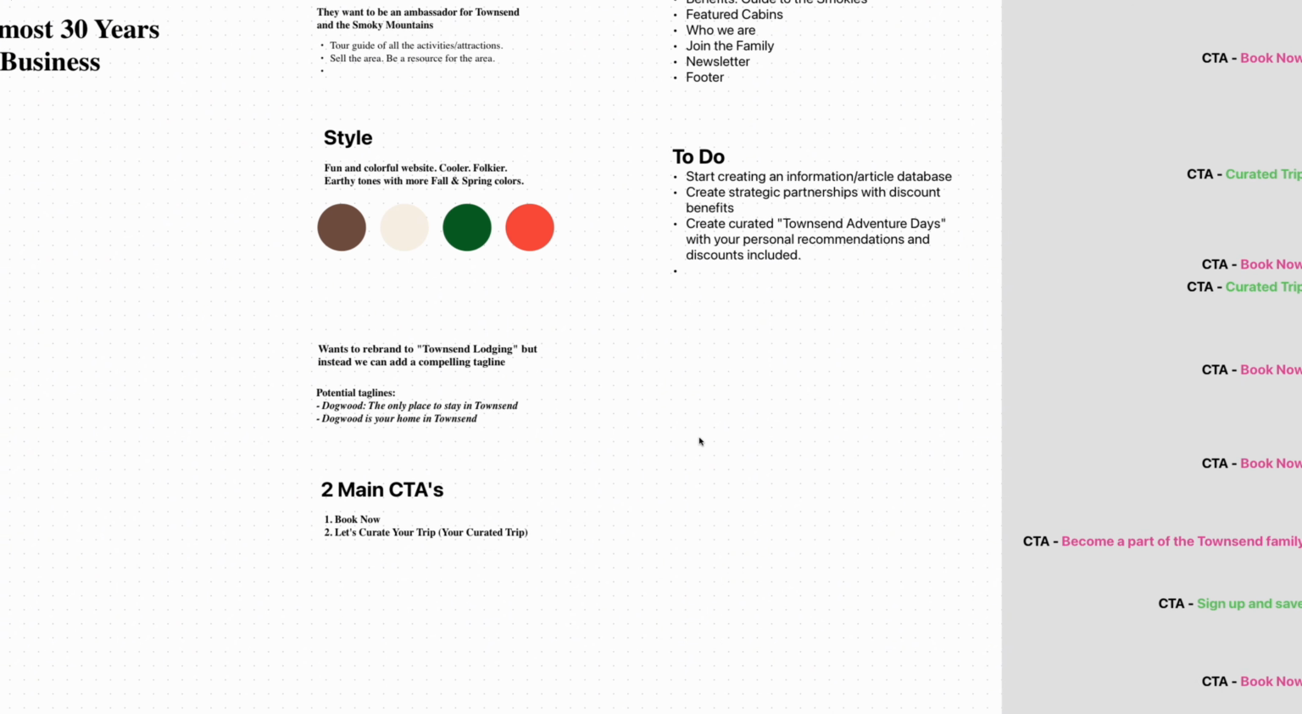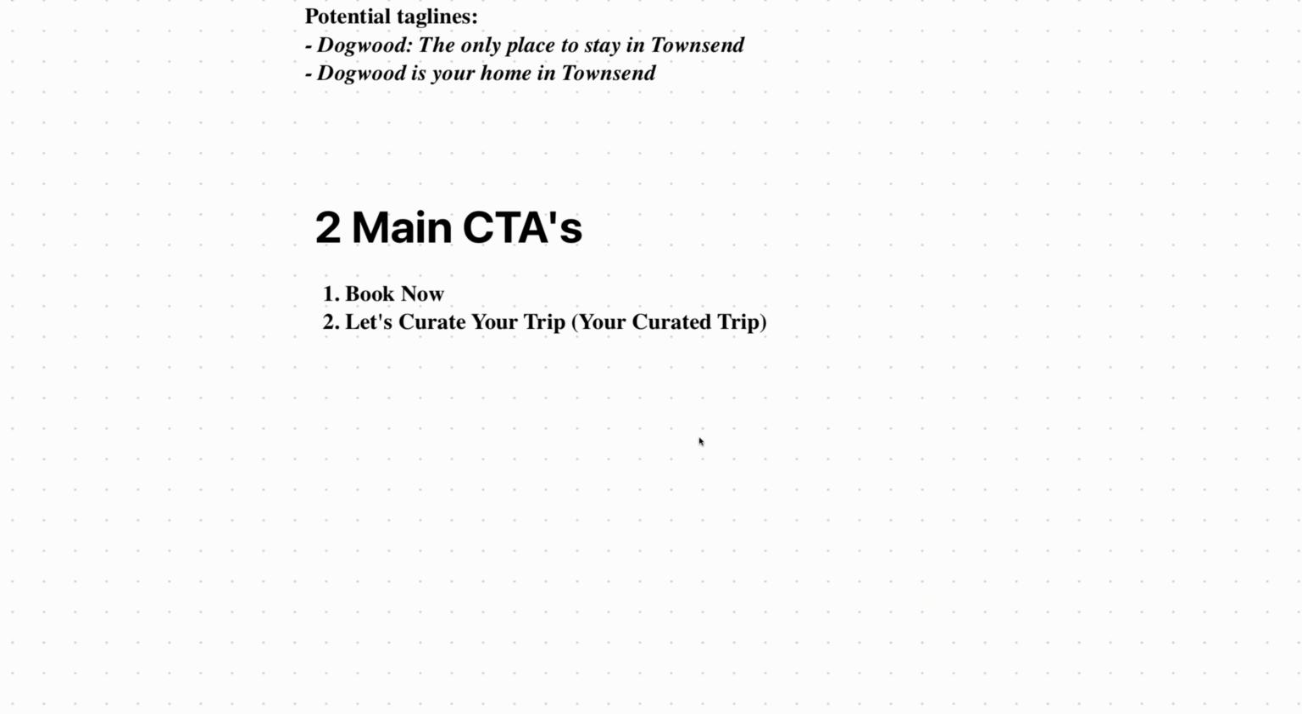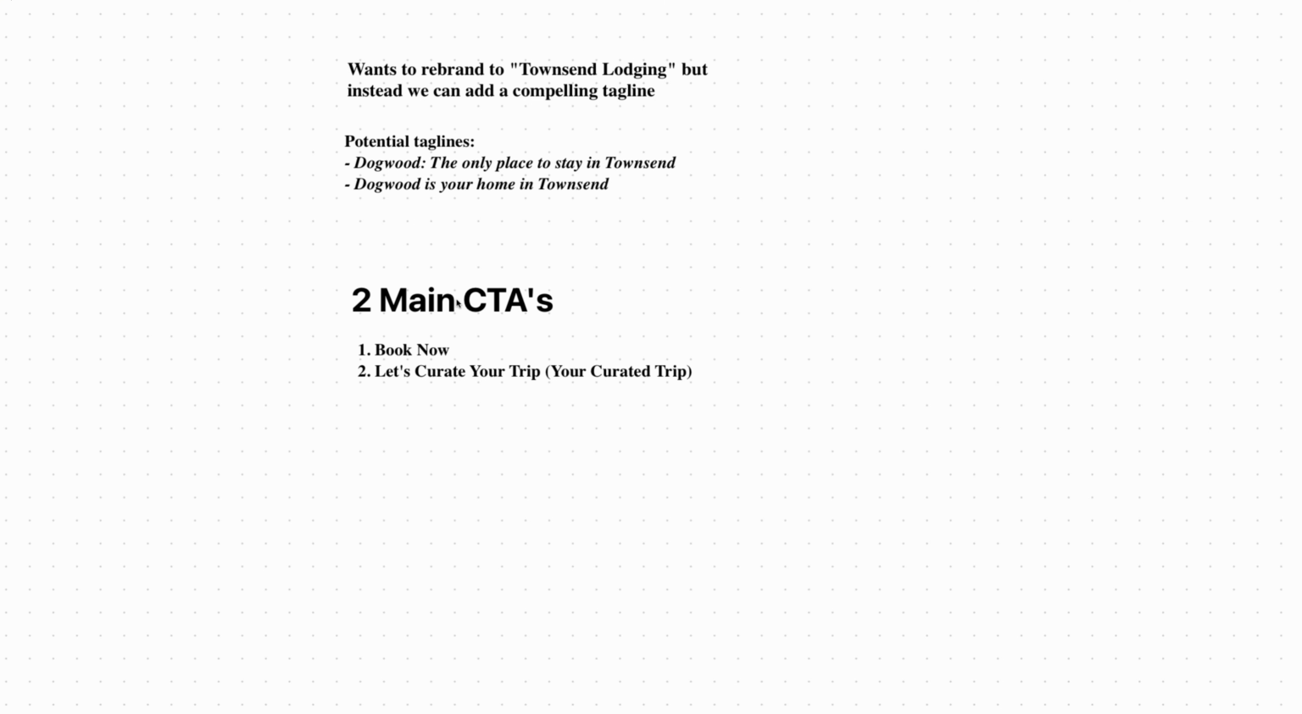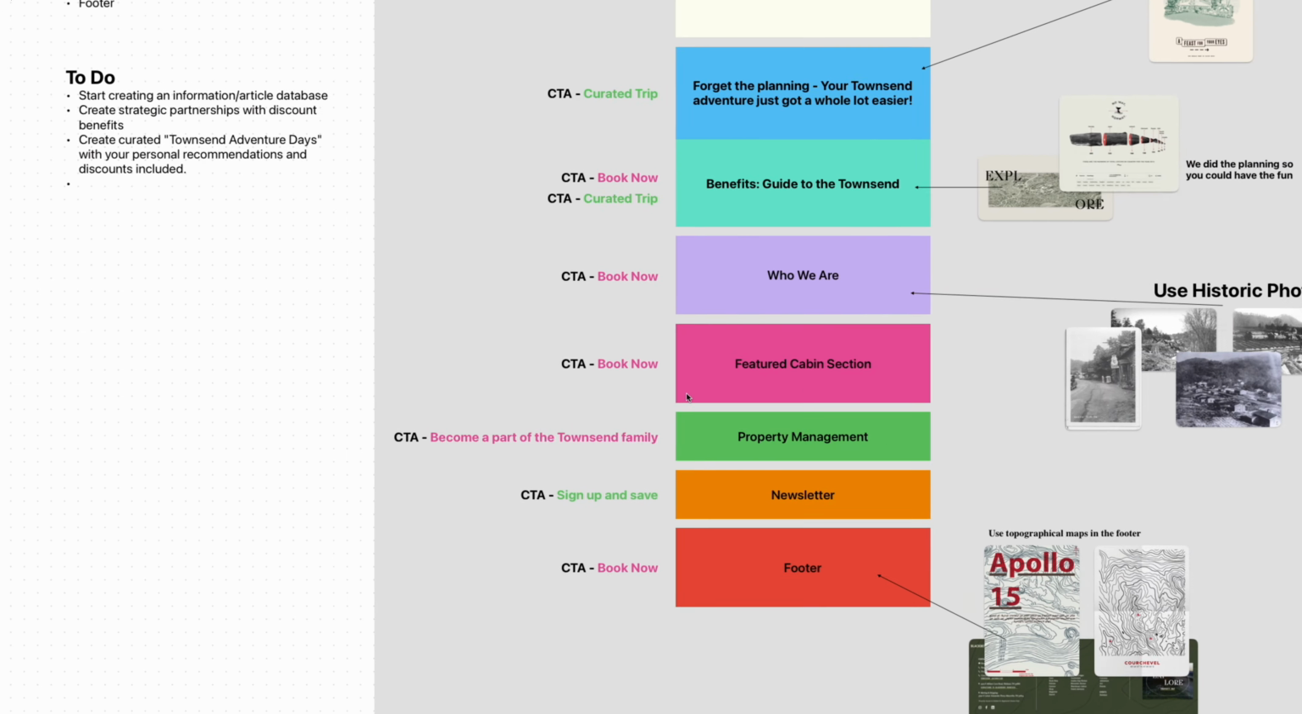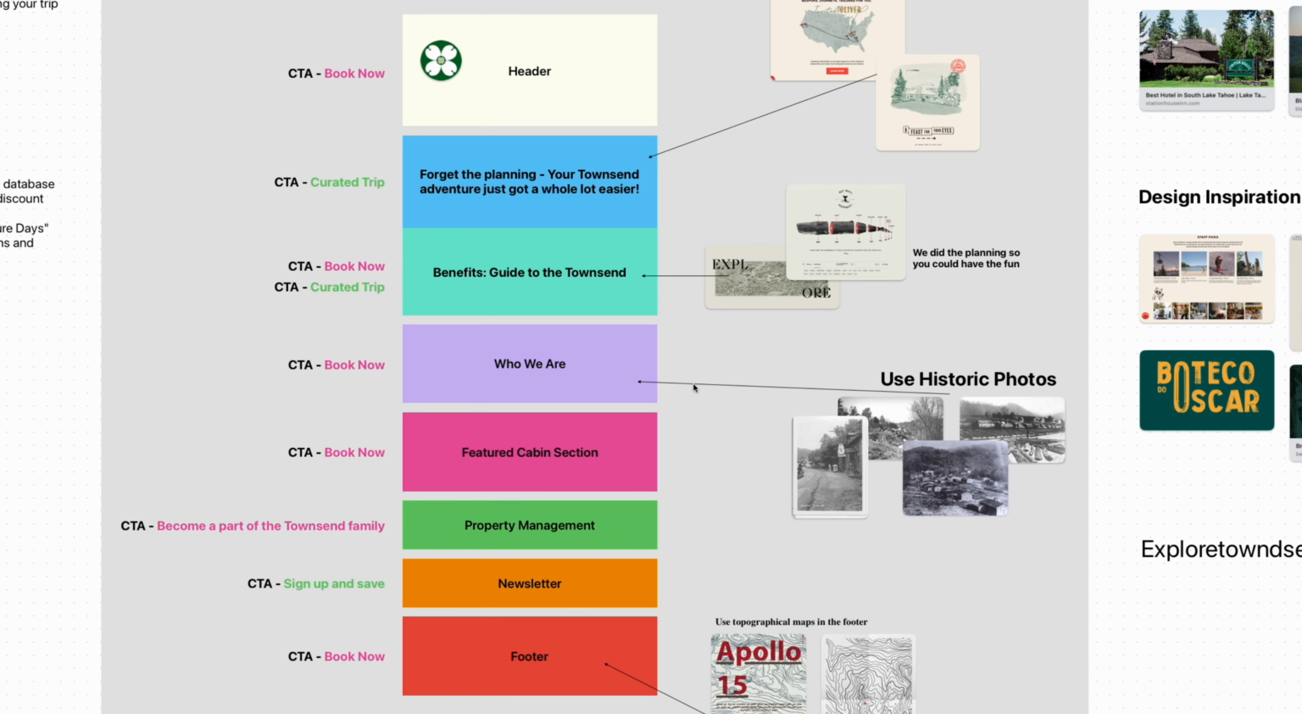And to keep it simple, instead of asking a lot of different things in a lot of different ways, the main calls to action on this website are obviously to book. And the next one is getting a customer to look at their curated trips. And I'll go into more detail when we look at the website design.